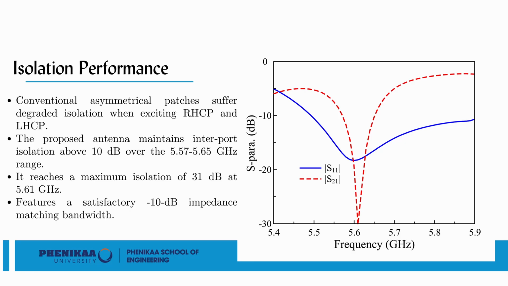The design features a satisfactory 10 decibel impedance matching bandwidth around our center frequency. More importantly, the interport isolation is maintained above 10 decibels throughout the critical 5.57 to 5.65 GHz range. The isolation performance actually peaks at an impressive 31 decibels exactly at 5.61 GHz. This robust isolation directly overlaps with our required axial ratio bandwidth and operational gain.